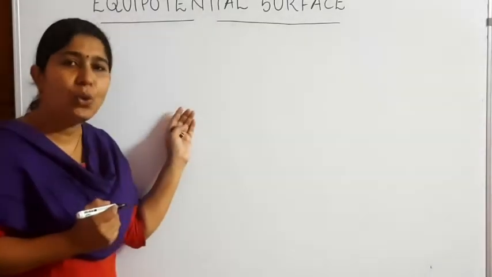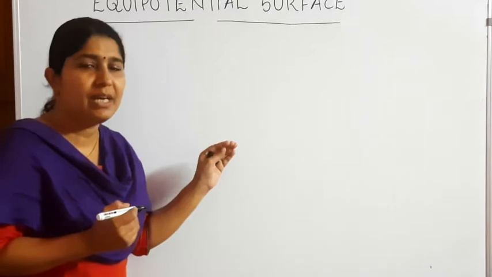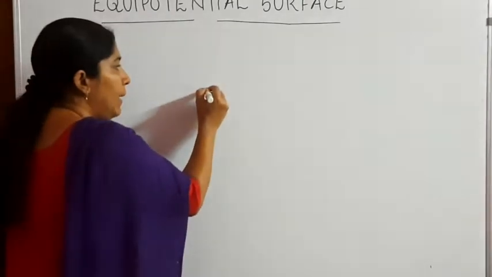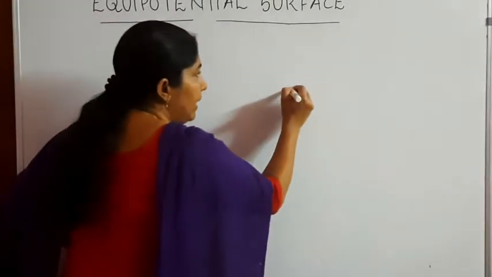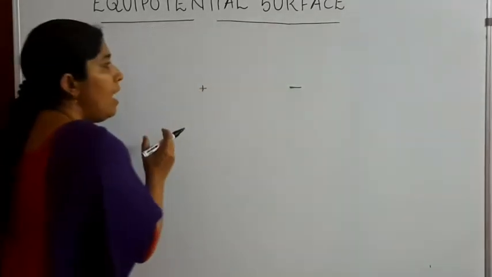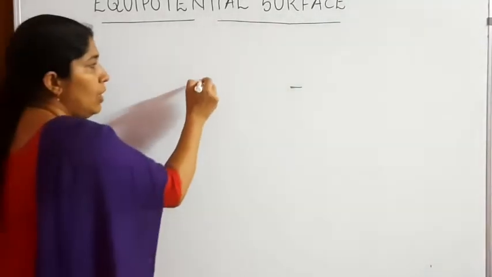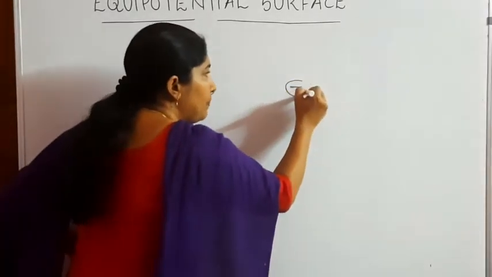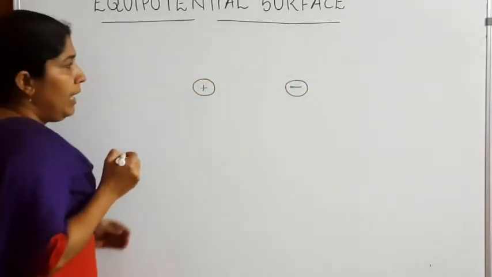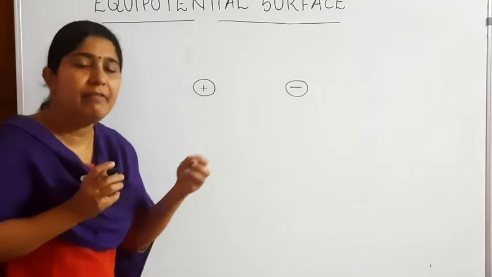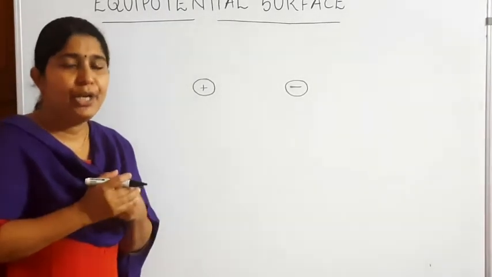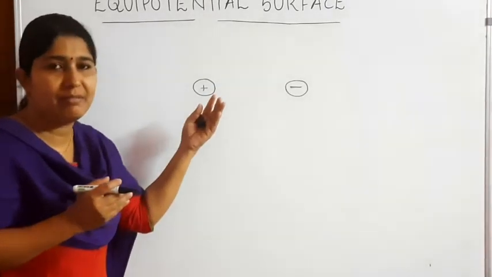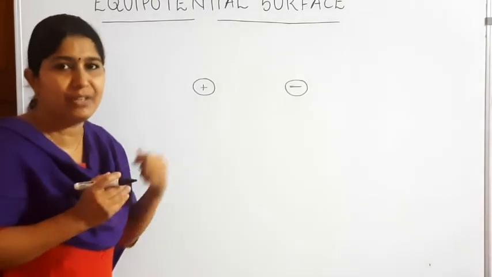Now we want to draw an equipotential surface corresponding to a positive and a negative charge. Here a positive charge and here a negative charge. What about the equipotential surface? The equipotential surface is spherical in shape. Here also spherical in shape. In between positive and negative, there will be a force of attraction. Due to that attractive force, how can we draw the equipotential surface?